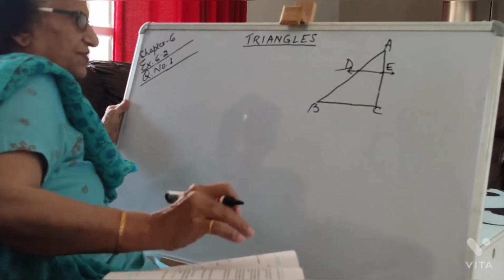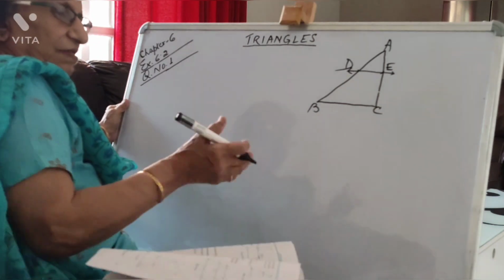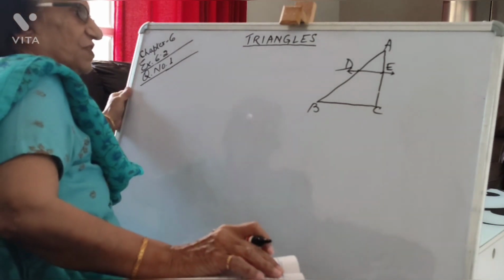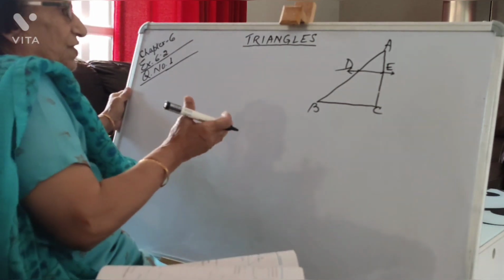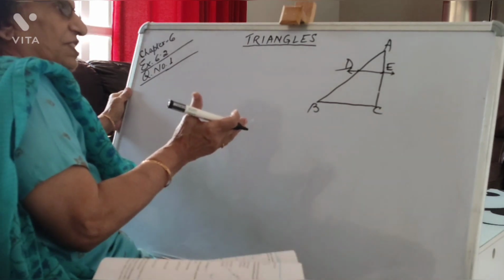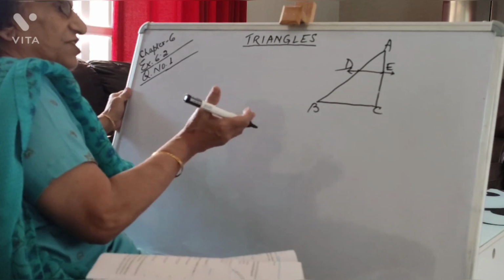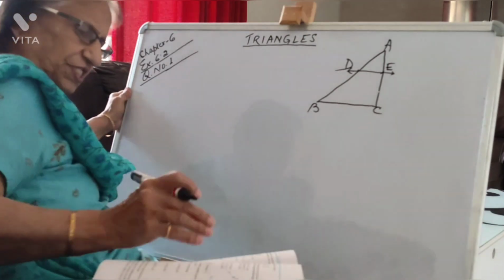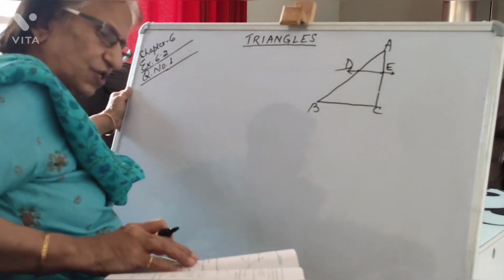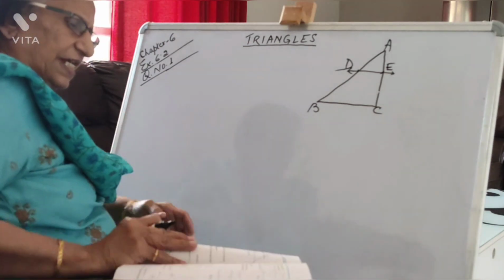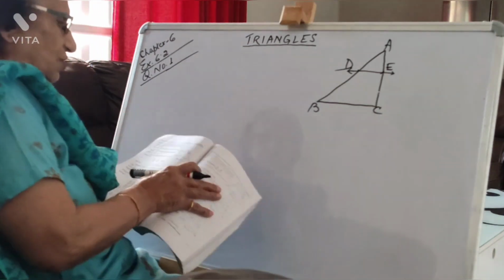Now, let us do it. Very simple. You can apply Thales' theorem for that. Now, you can write the given part yourself. In the given figure, ABC is a triangle, DE is parallel to BC. Okay? So, you can write that yourself. I will write the solution only. Solution.